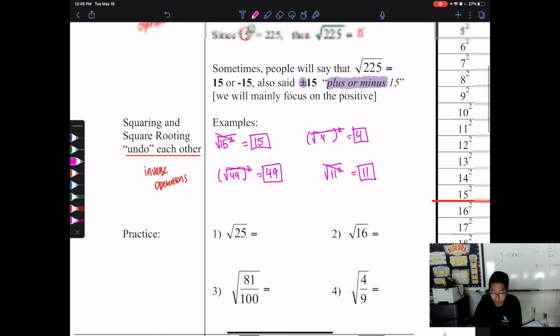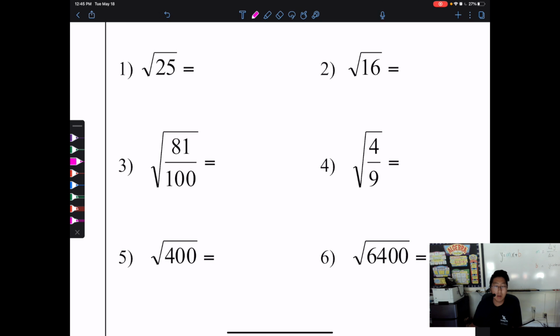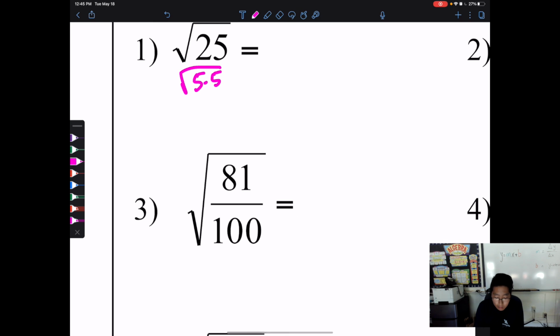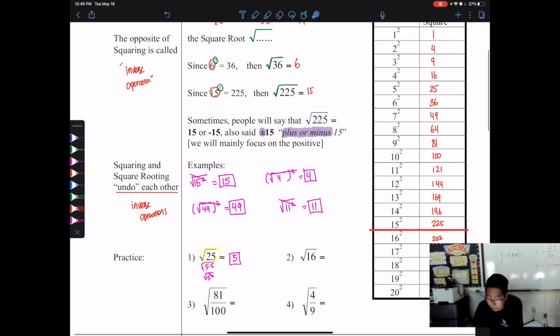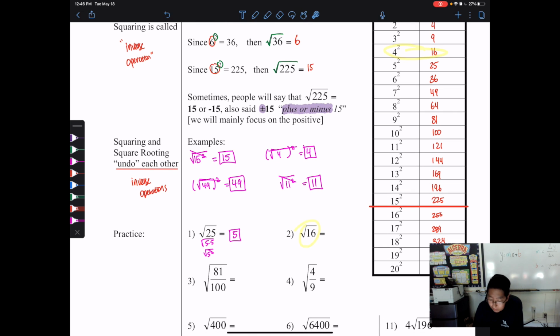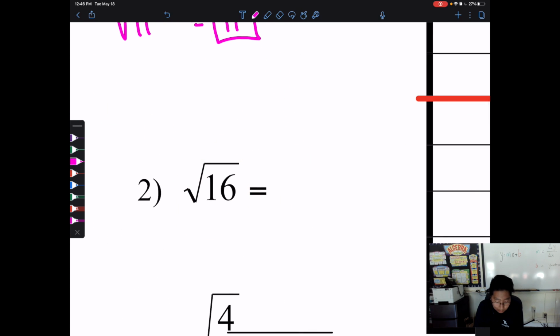All right. Let's go ahead and take a look at some practice problems. The square root of 25, this is 5 times 5. So this is the square root of 5 squared. We could think of it like that, and they cancel each other out. 5. But this is a perfect square. We could go ahead and take a look at this list. 25, the answer is 5. Here's 16. Let's keep a look at the list. Keep the list here. We have 16. So here, the answer here is 4.